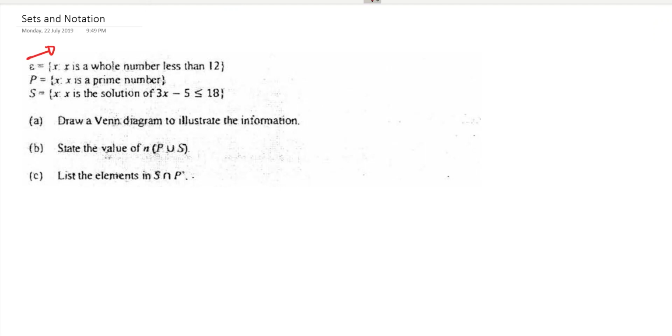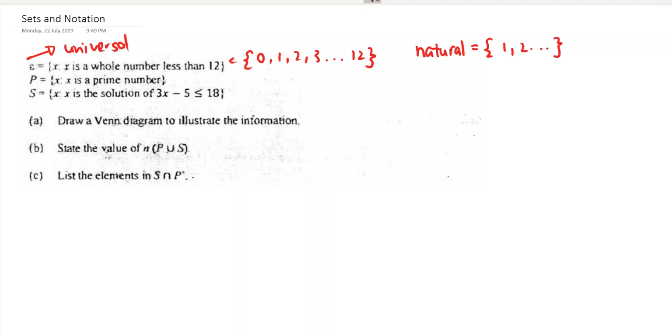This E is the universal set. Now X is a whole number that is less than 12. Always make it a good habit that when you have a set defined like that, you list out the elements. So what is the first whole number? It is 0, 1, 2, 3, and all the way to 12. If you see the word natural number, remember natural numbers start from 1, 2. Whole numbers start from 0.